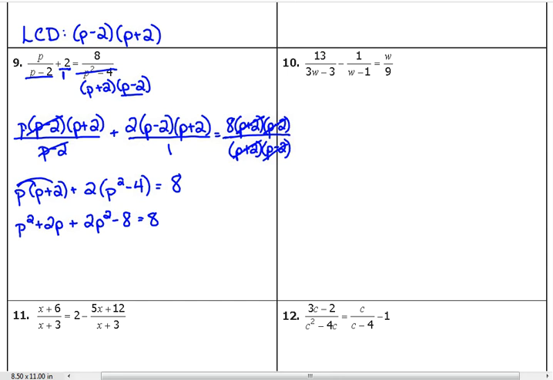Okay, so what I did while the announcement was going on, I distributed the p and I distributed the 2. Now, this is a quadratic equation, so that means everything's got to be on one side. I need to combine like terms. So I've got a p squared and 2p squared, so that means I have 3p squared plus 2p. Now be careful, some of you are going to want to cancel that 8, but it doesn't actually cancel. If we subtract 8 from both sides, negative 8 minus 8 is negative 16 equals 0.